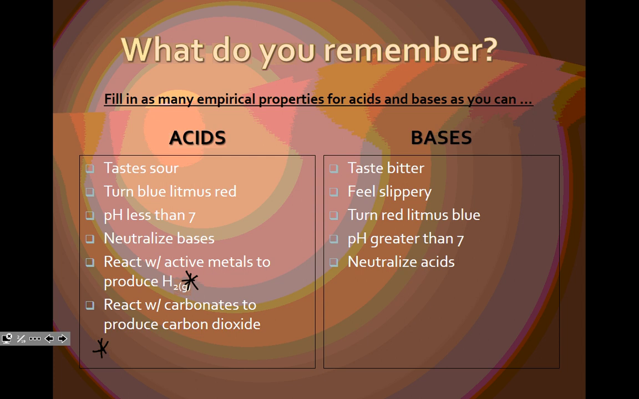For bases, they taste bitter, they feel slippery, they turn red litmus blue, they have a pH greater than 7, and they neutralize acids. So a little bit of review for you on acids and bases.